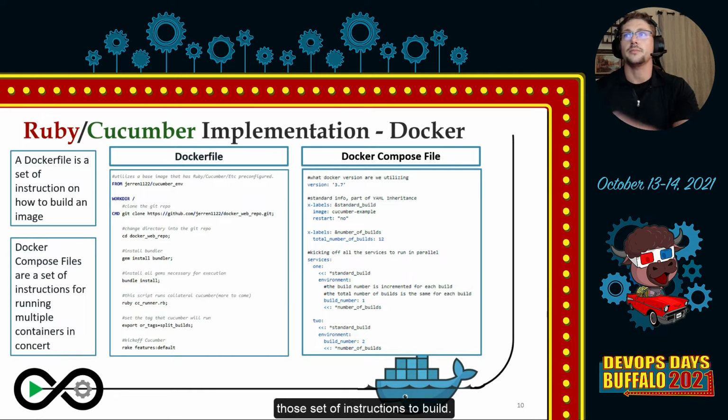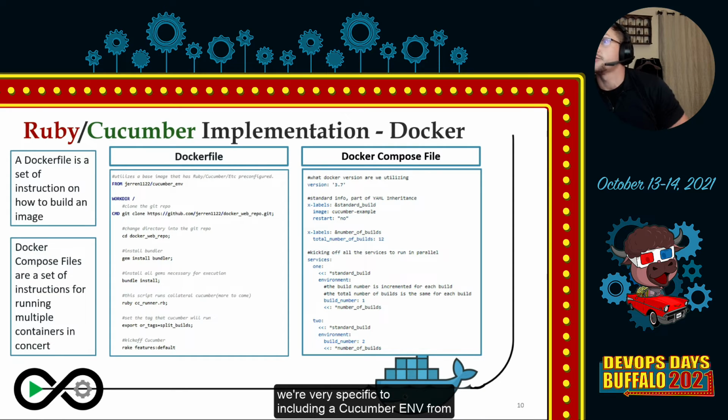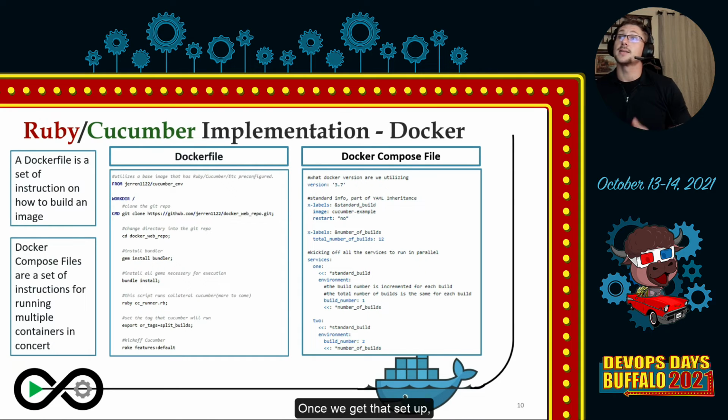So in this Dockerfile, we're very specific to including a Cucumber env FROM, which is another Docker image that I built that has the basic Cucumber environment set up. Once we get that set up, we're cloning our repo down from GitHub, because that's where our test automation scripts are, and that's what we need locally within each Docker container we run. We then install prerequisites like bundler and bundle install. That is the prerequisite installer.